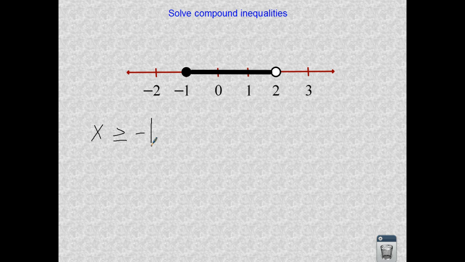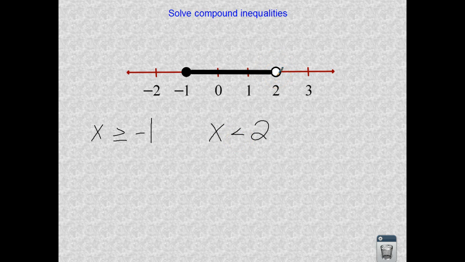All right, looking at the right, we have another dot. So this is what makes it compound. There are two things going on. We have an open circle on 2, and that is being shaded to the left. So we have x is at the same time being less than 2. Now I didn't put an equal sign under there because this is an open circle.